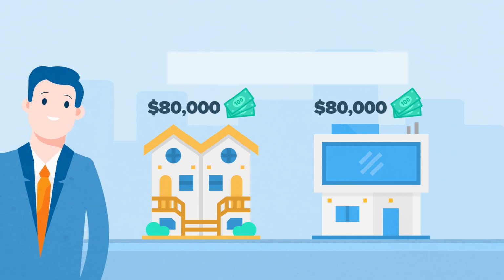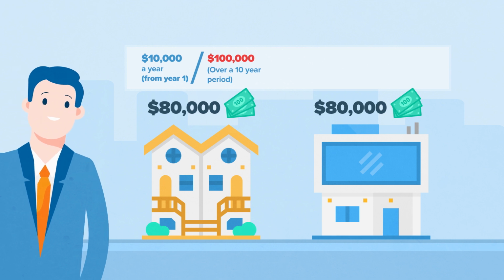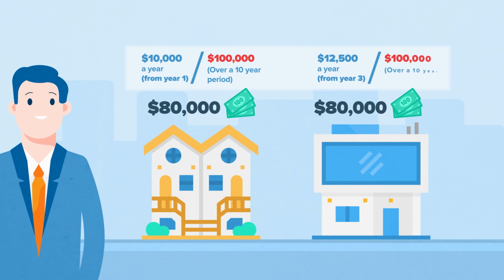To keep the numbers simple, let's say property 1 makes $10,000 a year. Over a 10-year period, Bob's going to make $100,000. With property 2, Bob doesn't make anything for the first 2 years, but then in year 3, he starts making $12,500. From year 3 to year 10 at $12,500 per year in profit, Bob would also make $100,000.